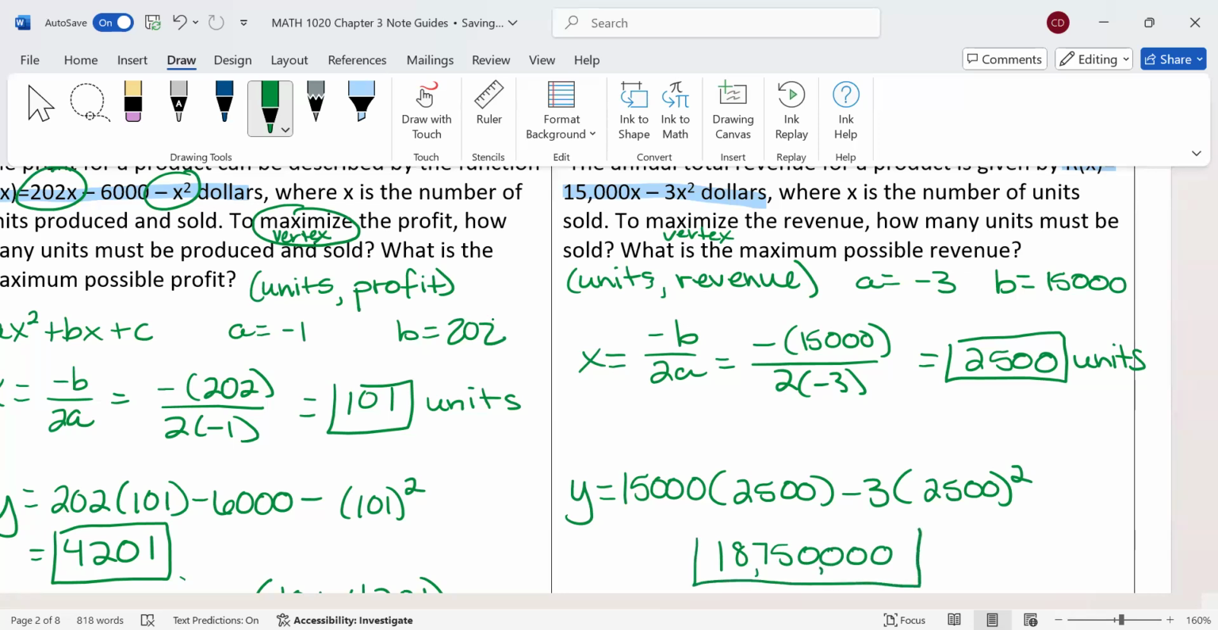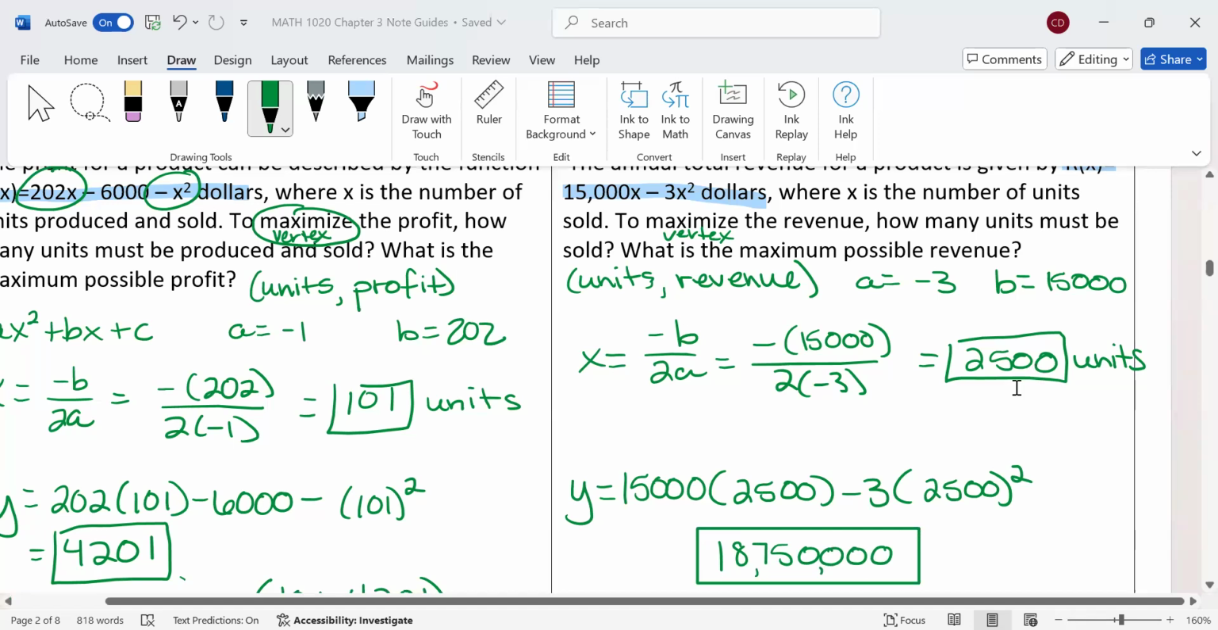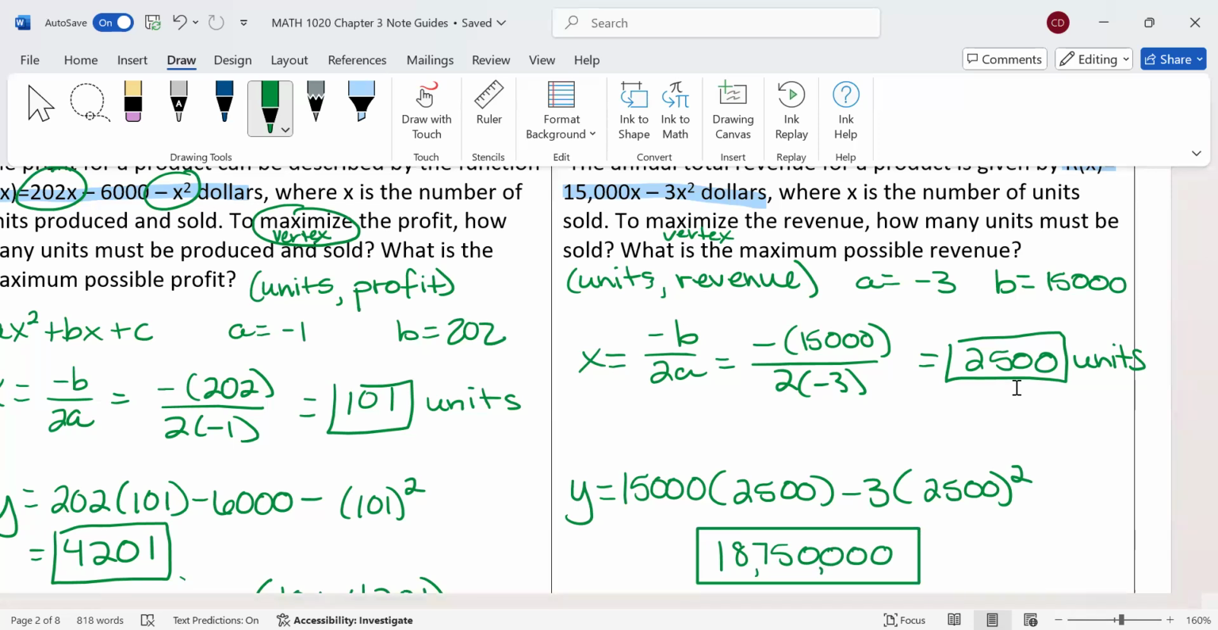So that's 18 million. Imagine trying to find that on your calculator, adjusting your window for that. Your maximum X value would have to be 2,500. Very difficult window to find manually. Right? And that is it for section 3.1.